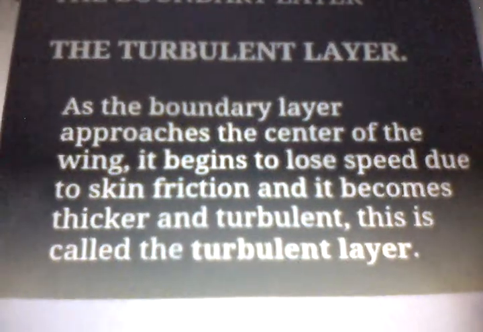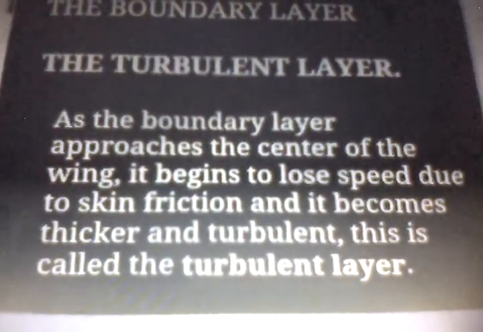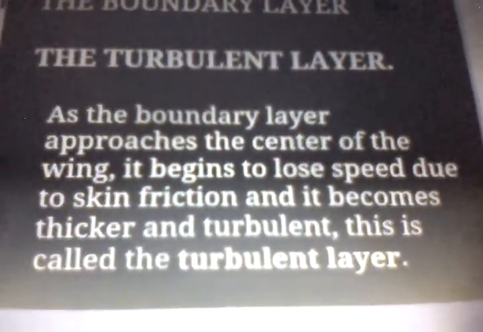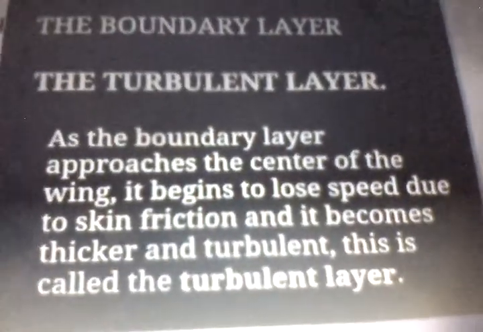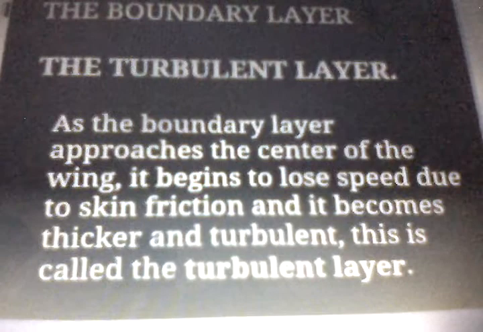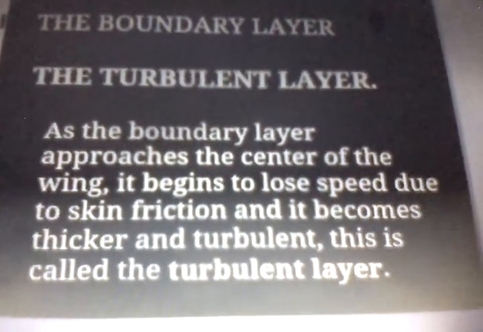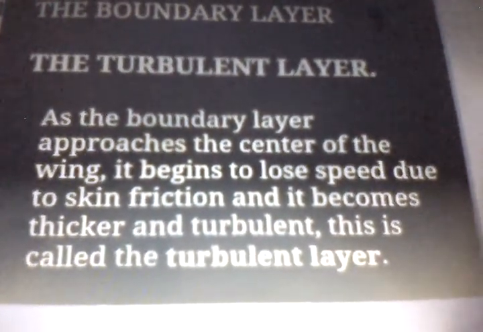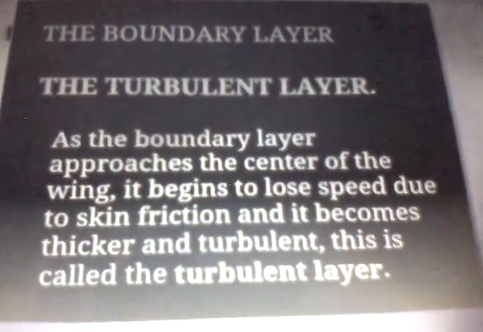It's simply the skin friction, and after the skin friction, it becomes thicker and turbulent, and it starts to go with what they call the turbulent layer. So again, the turbulent layer is the boundary layer which approaches the center of the wing, and it begins to lose speed due to the skin friction and becomes thicker and turbulent. And this is called the turbulent layer.